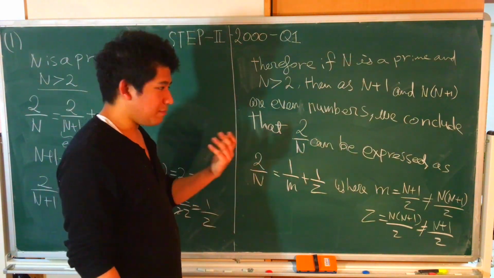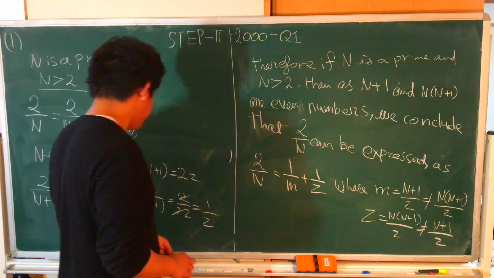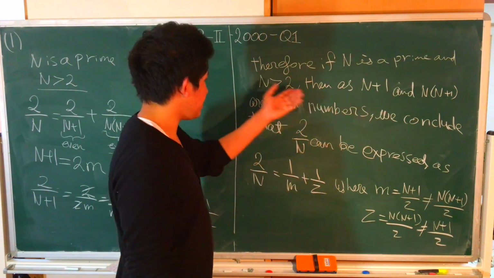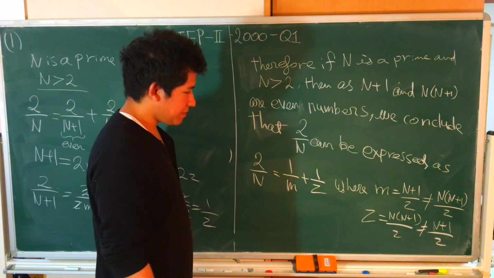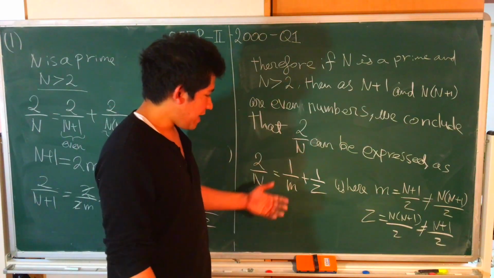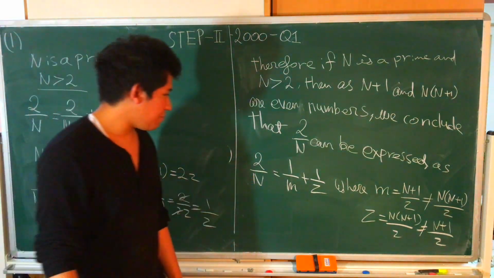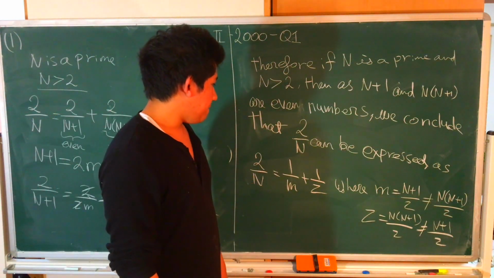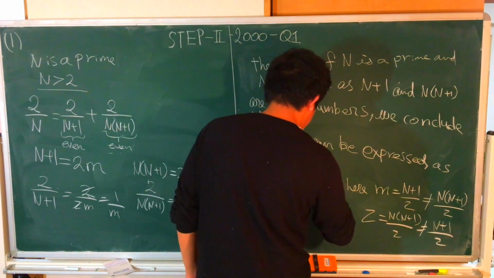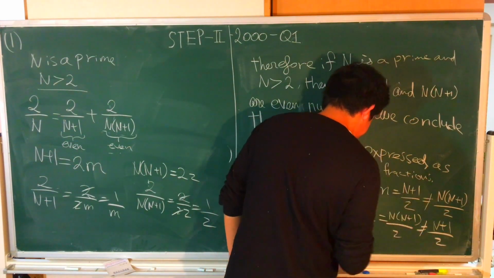So it can be expressed as a sum of two distinct unit fractions, because they're even. And m and z will be numbers, obviously larger than 1, and they will be integers. Both n plus 1 and n times n plus 1 are even numbers, so they can be divided by 2, so m and z will be integers. Okay, so that's it. We have proved this part of the question, that it can be expressed as a sum of two distinct unit fractions.